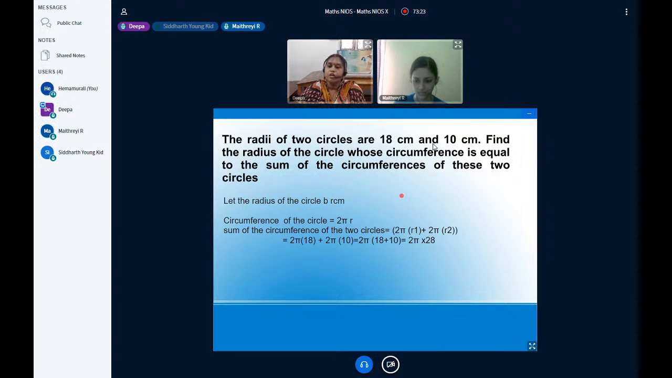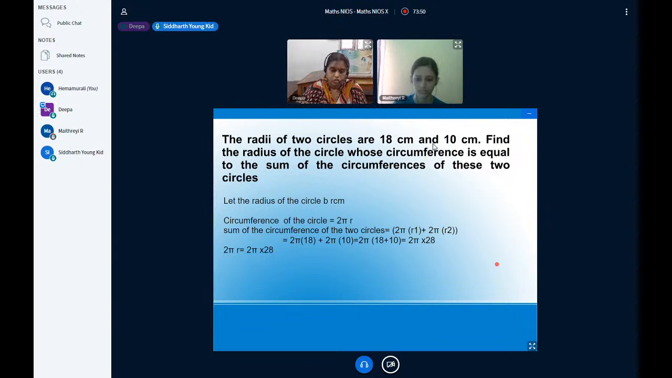So as per the condition, we should equate these two. First one is the circumference of the circle. Second one is the sum of the circumference of the two circles. We are adding the circumference of the two circles. So the circumference of the circle 2 pi r is equal to the sum of the circumference of the two circles, 2 pi into 28.